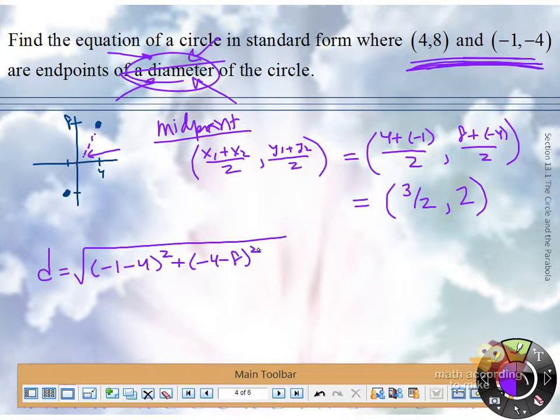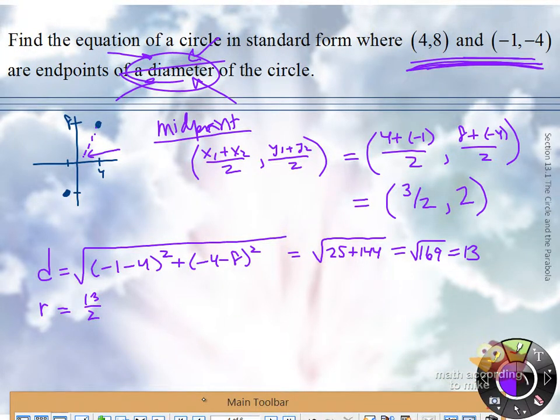What is -1 minus 5 quantity squared? -4 minus 8 quantity squared? 25 plus 144 makes 169, its square root is 13. So if the diameter is 13, then what's the radius? Keep it as a fraction, please, because I know how to square fractions a lot easier than decimals.